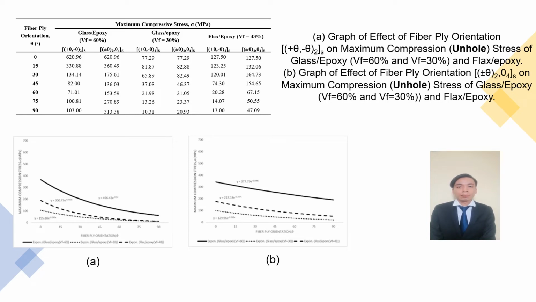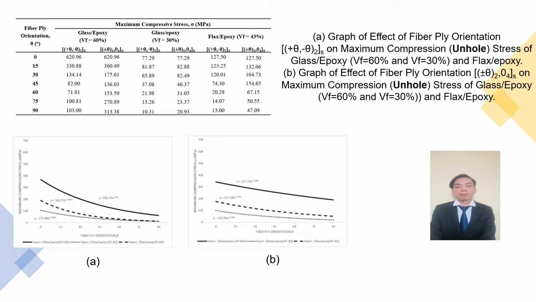For this compression, the results also show that the maximum compression stress generally decreases as the angle of fiber orientation increases. However, when we compare the plus-minus theta layup sequence and the composite with the plus-minus theta layup sequence with 0 degree, the layup sequence with 0 degree had the highest maximum compression stress. This clearly demonstrates how the layup sequence with 0 degree fiber ply orientation affects the composite compression stress.